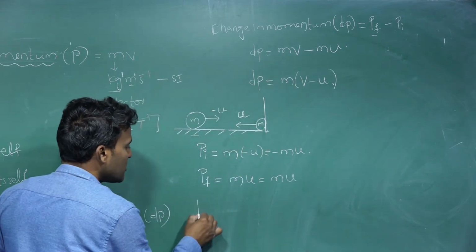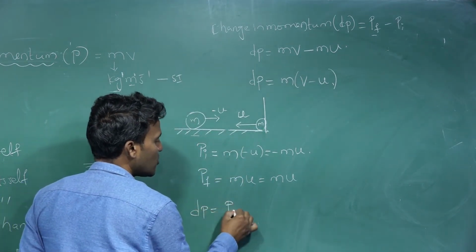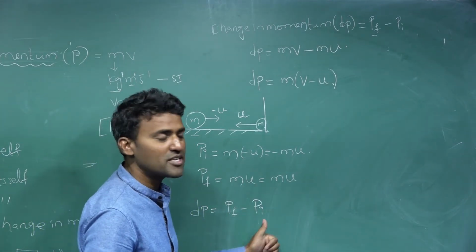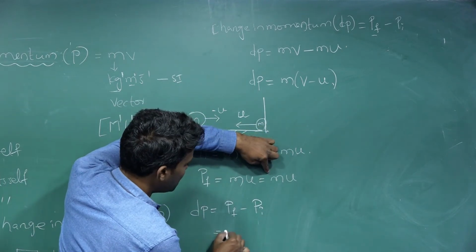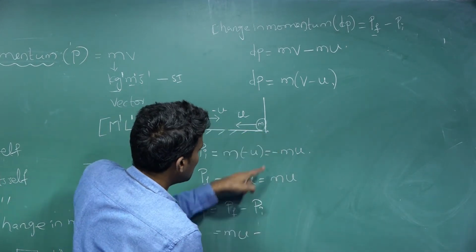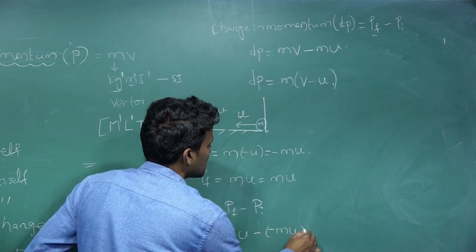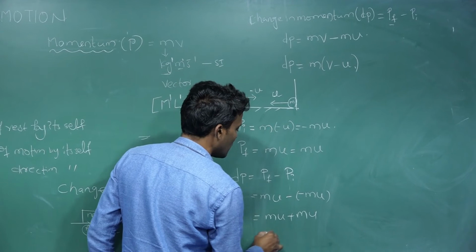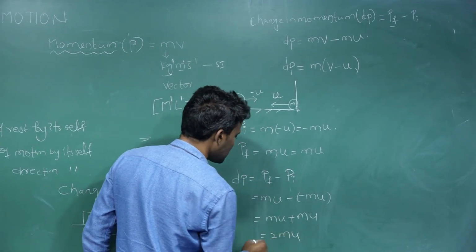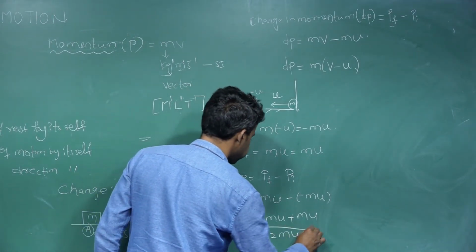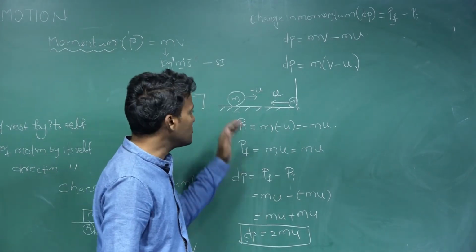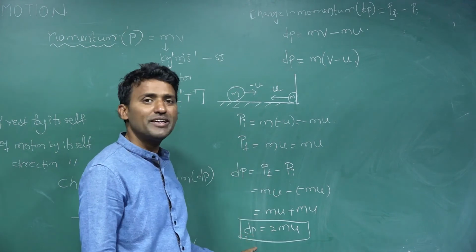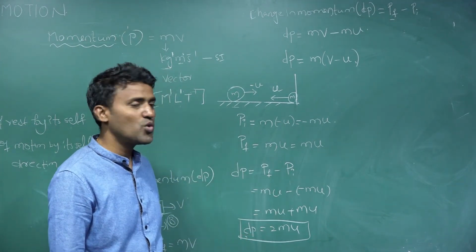Now change in momentum is equal to final momentum minus initial momentum. Final momentum is mu and minus initial momentum is minus of minus mu. Minus into minus is plus, so mu plus mu equals 2mu. When an object bounces back with the same velocity, the change in momentum is 2mu.